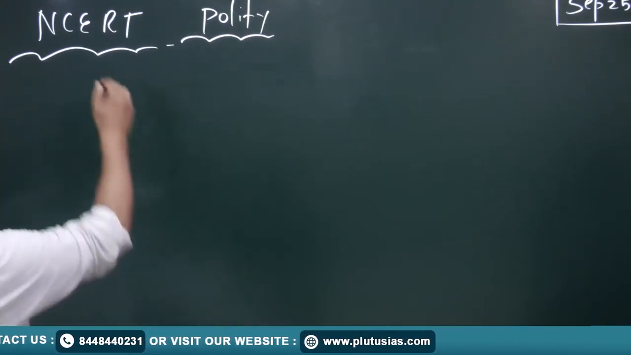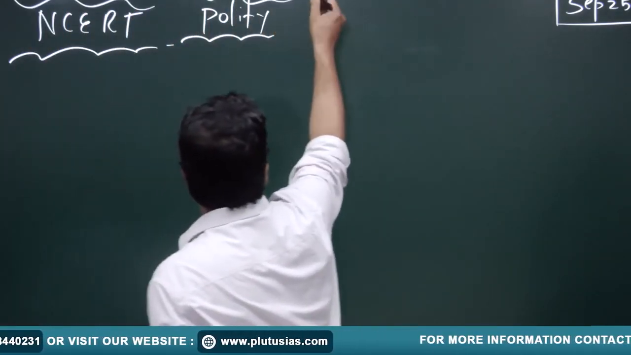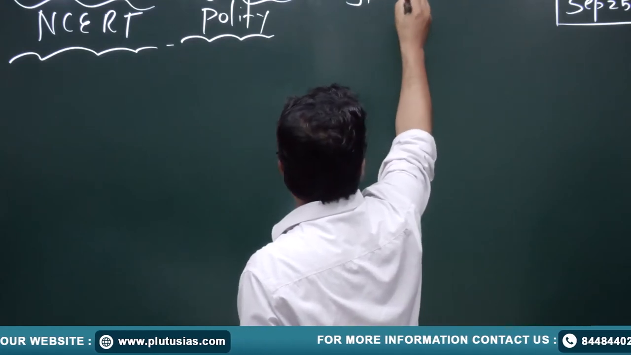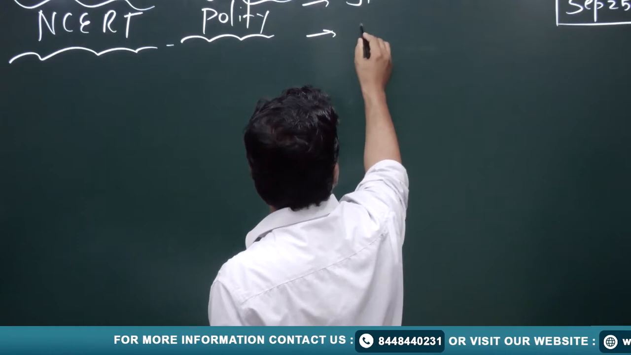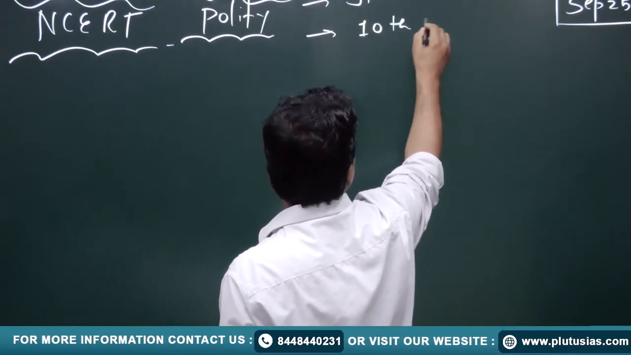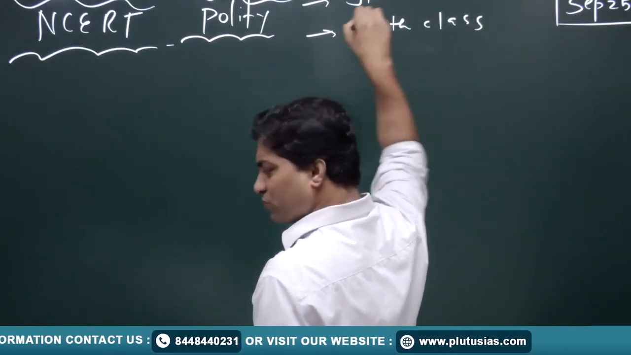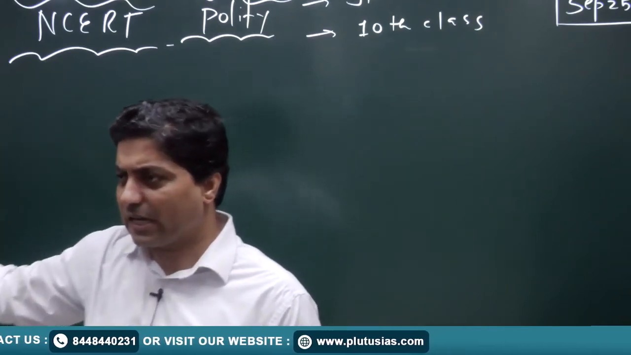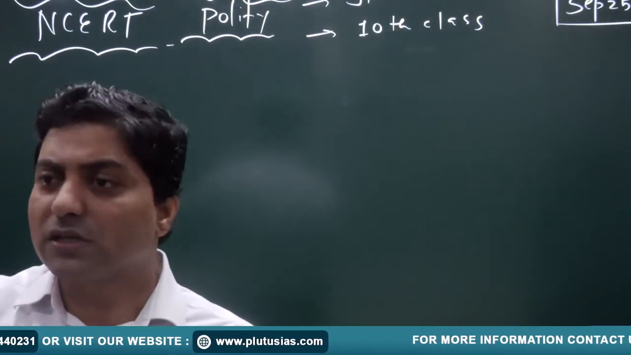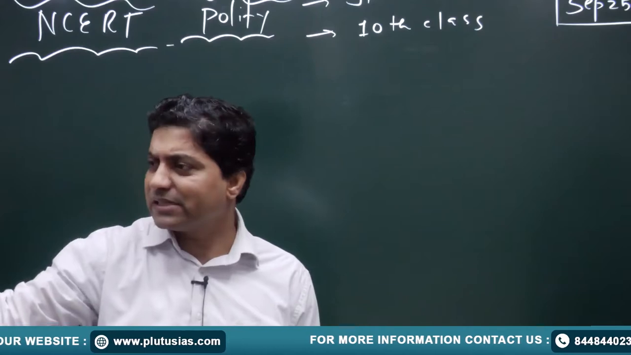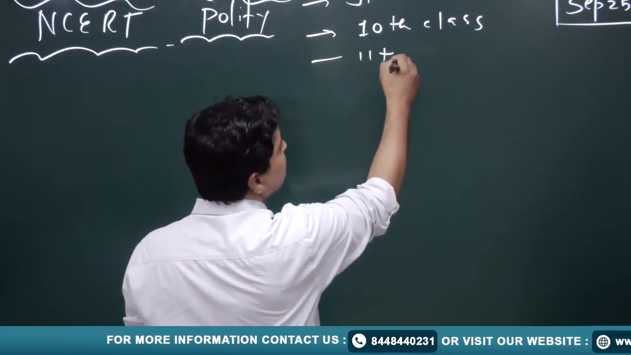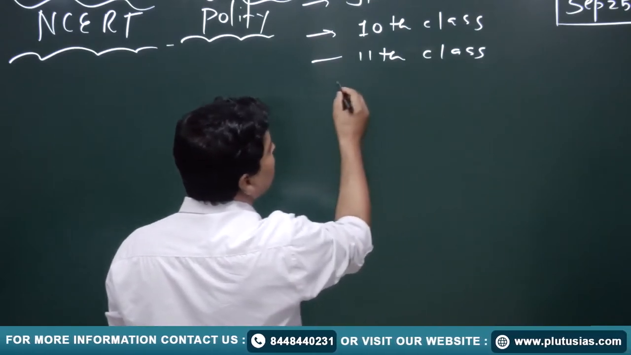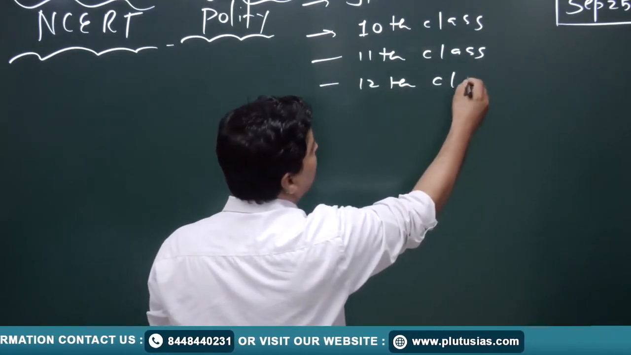Fine. So, we are going to talk about NCERT, and in NCERT there is a ninth class. From the ninth class there is political science. Before ninth, in social science there are also discussions over government, panchayati, and local government in the sixth class, right? Then you have the 11th class, and then you have the 12th class.